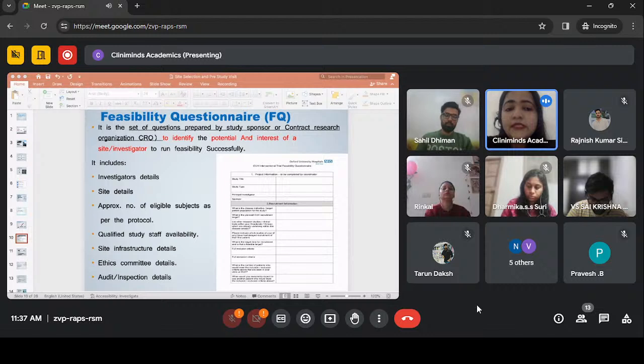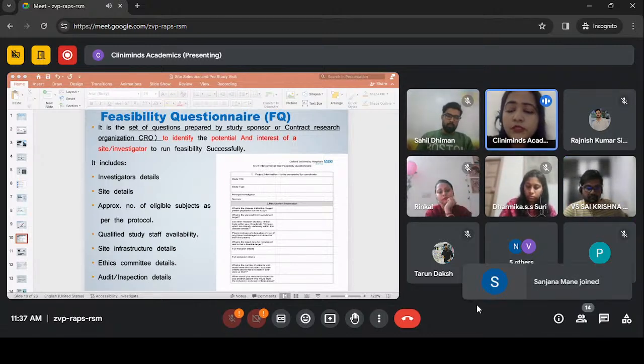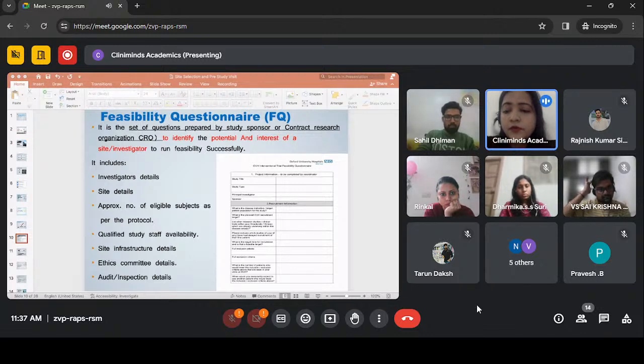In this questionnaire, the details of the investigator will be captured: who the principal investigator is, their medical registration license number, and all other details that we will discuss in the next slides. Then the details about the trial site will be collected. Then what the investigator feels, by looking at the protocol and the eligibility criteria, about whether they will be capable of recruiting that many patients for the study or not.